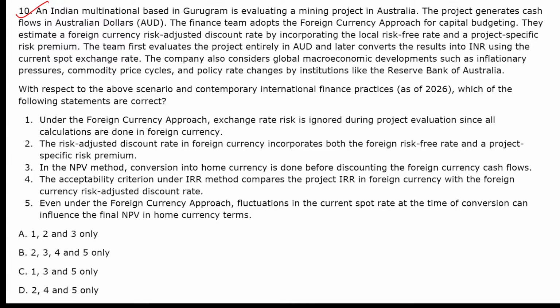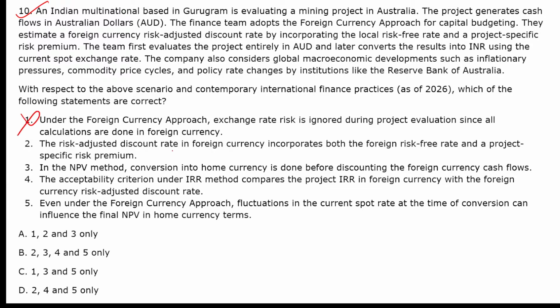Do you think that is correct? We have done all the calculations in foreign currency, so exchange rate is not a big portion here. No, it is only deferred. You are not eliminating it, you are not ignoring it, only there is a deferment. We will do it, but after some time, not right away. So yes, this is wrong. Statement number 1 is incorrect.